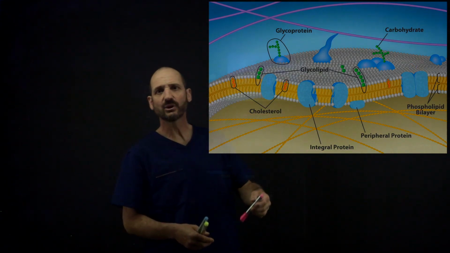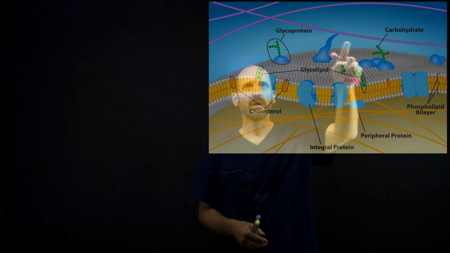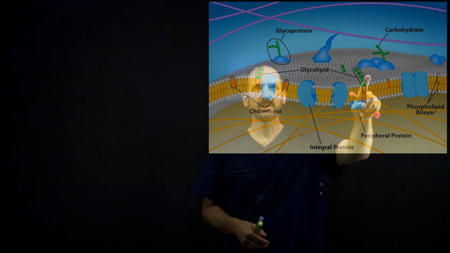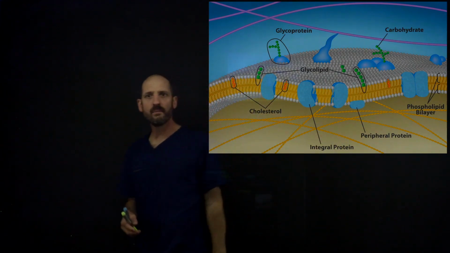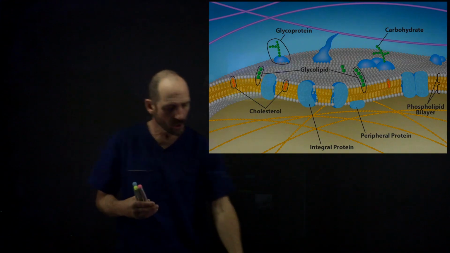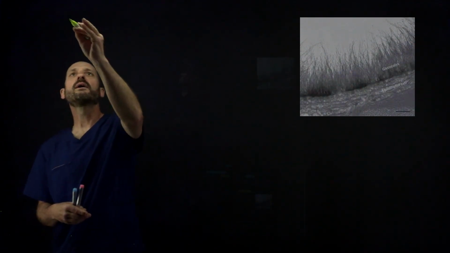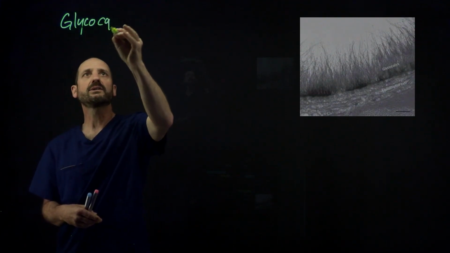Carbohydrates are attached to proteins or lipids on the outside. See here, glycoprotein. You see here a carbohydrate, and then you see here one that's attached to a lipid directly as well. They attach to them, and this then creates on the outside a sugary film, and we call that sugary film the glycocalyx. See these fuzzy things sticking up? Those are those carbohydrates. So that is called the glycocalyx.